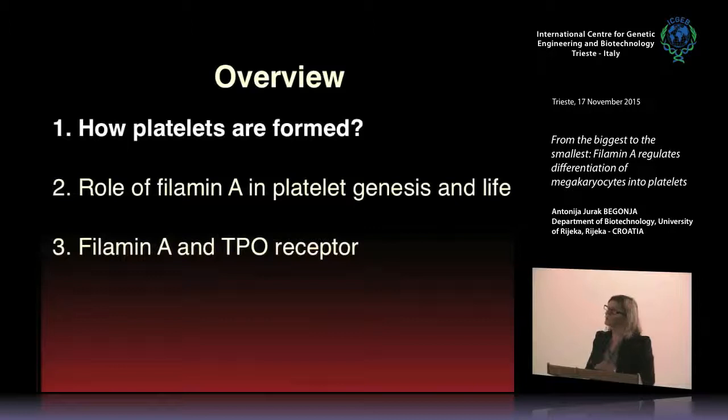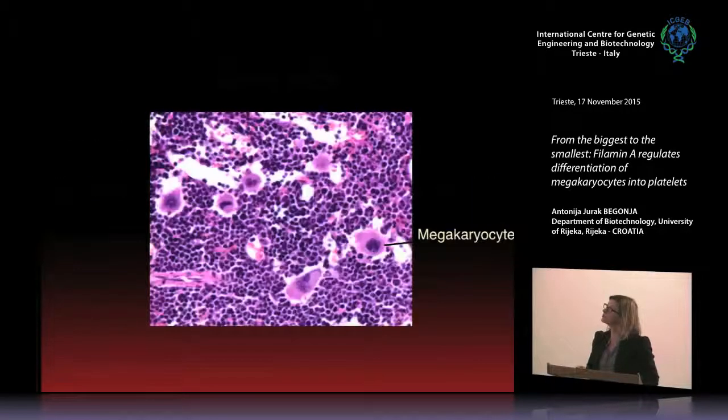On the next topic, how platelets are really being formed. Platelets derive from one of the biggest cells in our body, and these are megakaryocytes in the bone marrow.